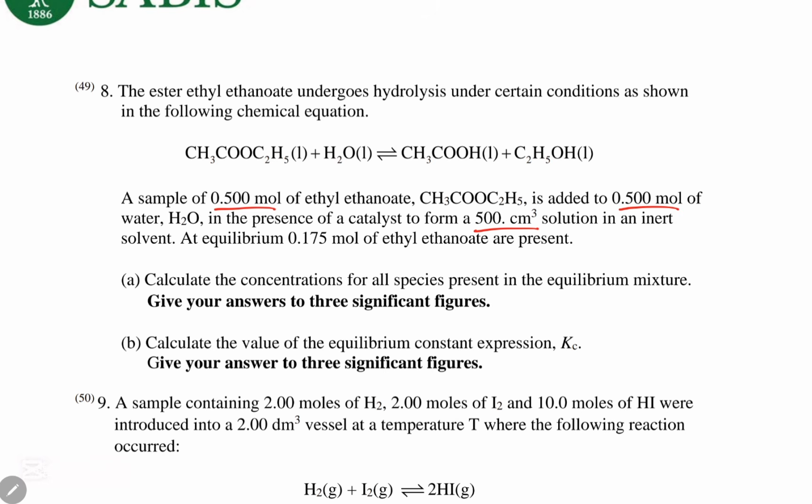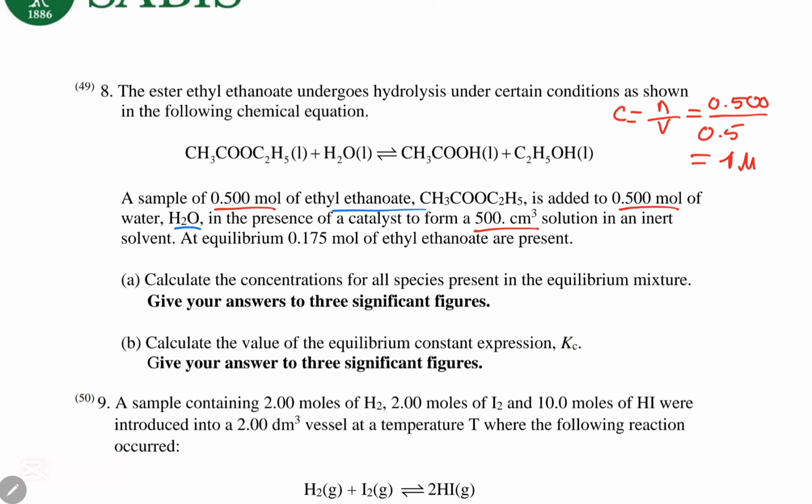So first of all, we can find the number of moles. How do we find it? We can find the concentration. Concentration is number of moles divided by the volume. The number of moles is 0.500 divided by the volume, which you need to change to the appropriate unit. So 500 divided by 1,000, that's 0.5. So 0.5 divided by 0.5, my concentration is 1 molar. This is, by the way, the concentration for both ethyl ethanoate and water, okay?